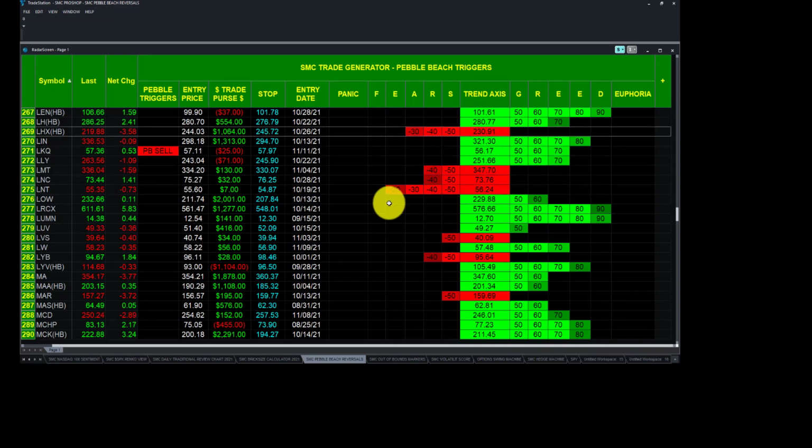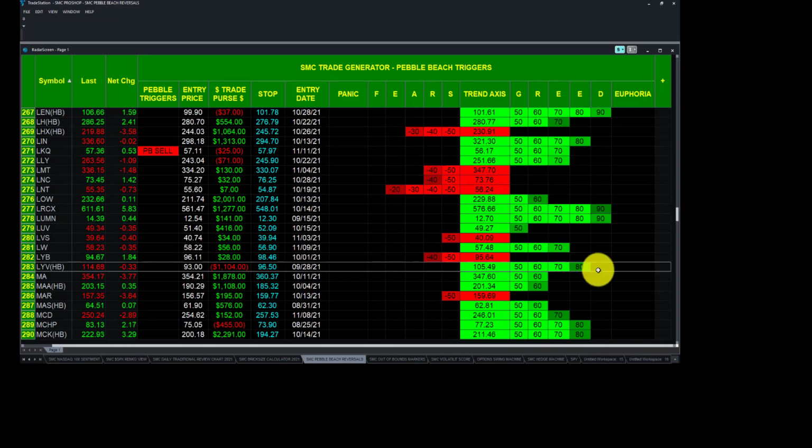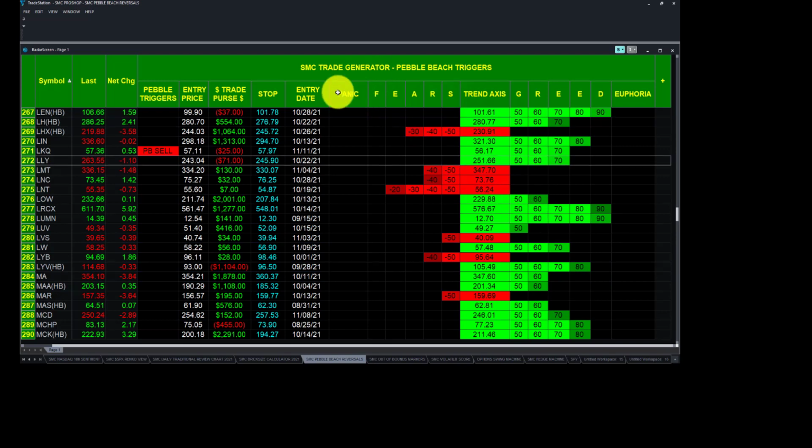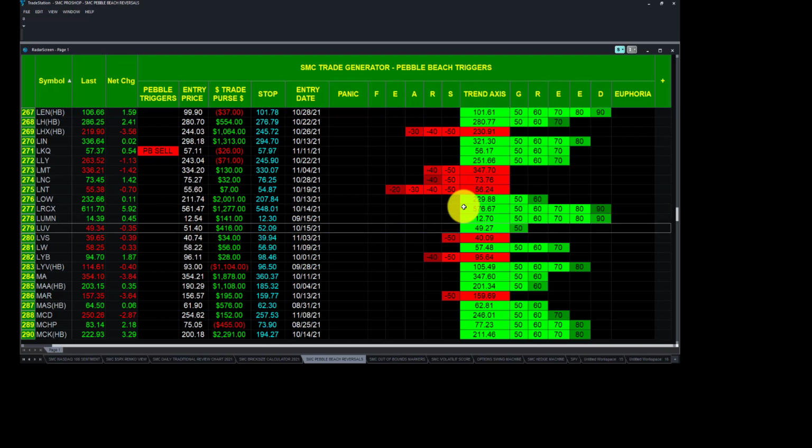We had 5 puts that we put on, 4 on Monday, 1 on Tuesday. Today is Thursday. The tool that we used was the SMC Trade Generator. We had a couple that showed a trigger here. We primarily pushed off of this tool, which we love, and our net is approximately $4,500. And we'll do it again next week.